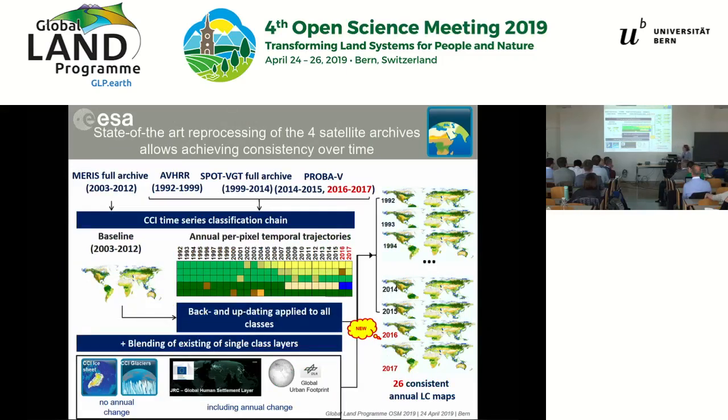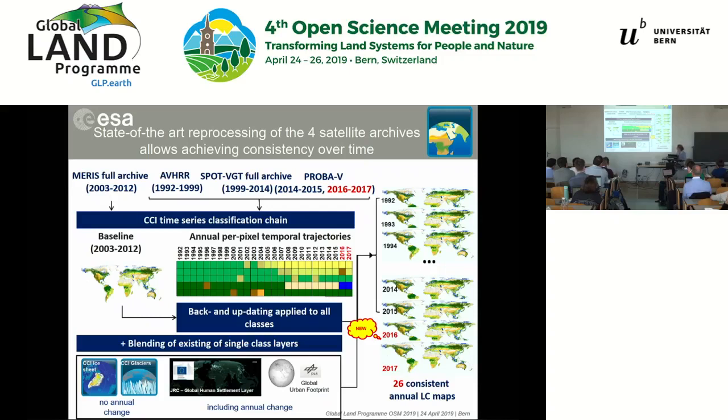So in terms of processing chain, we have those components that are really visible separately. So the baseline, which is the stable part of the land cover, uses the full archive of MERIS at 300 meters to have really some stable information on the land cover. Then we have the full archive of AVHRR, SPOT VGT, and PROBA-V that are classified on a yearly basis. And we analyze this series of classifications to have information of change that is then used to update and backdate the baseline. And this is how we ensure the consistency between the years.